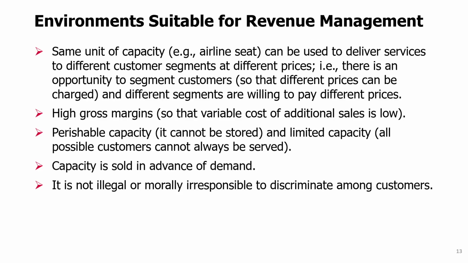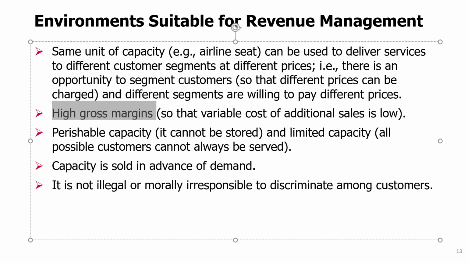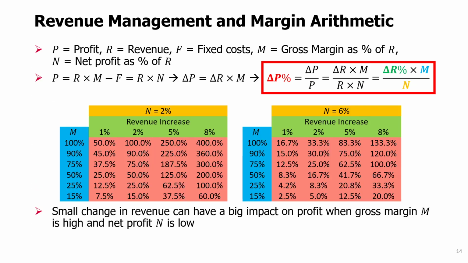So these are the five features of environments that are suitable for revenue management, but I'm going to focus for a moment longer on the high gross margins. Why are these environments with high gross margins important? I have here a calculation that will show you how a small change in revenue can significantly affect the change in profit.